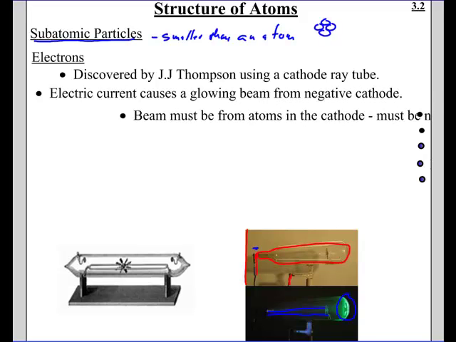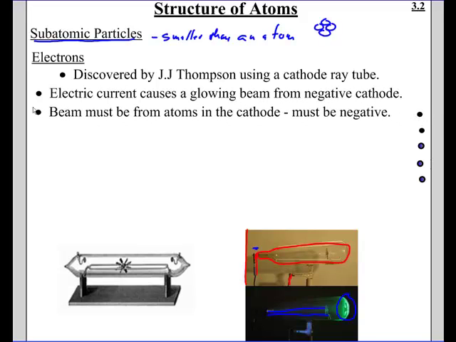All right, that's kind of the next thing. Since the cathode is the negative end right here, the idea is that we've got a negative beam. Okay, and then further on, the idea is, well, let's prove that this beam is negative.